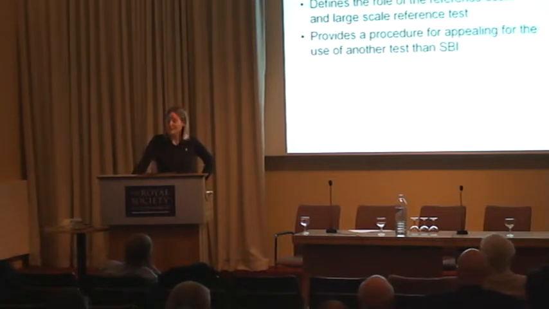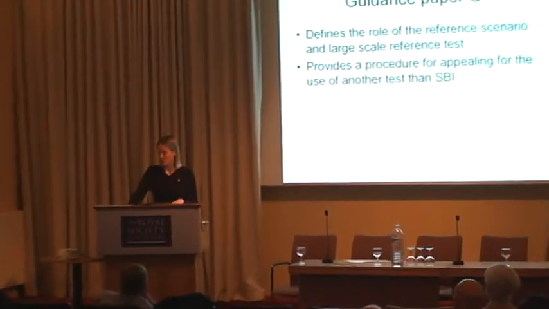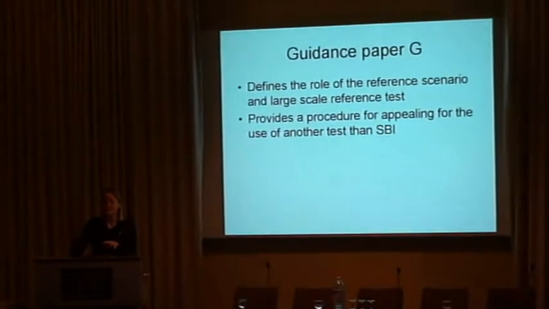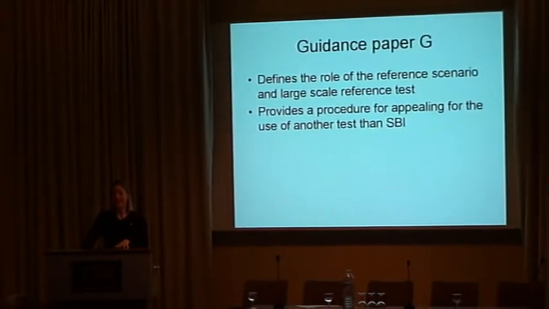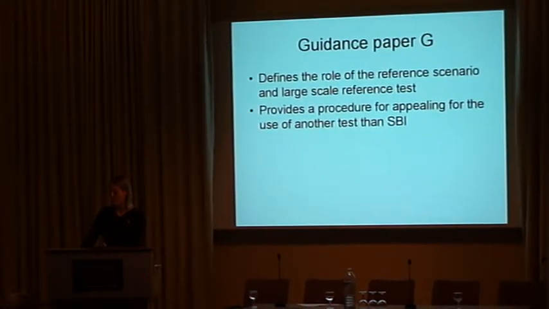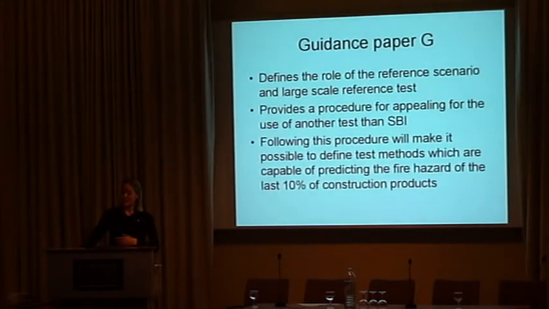However, as Vince nicely pointed out with his presentation and the quote he gave from this guidance paper, all the burden of proof lies upon you. You have to prove why the SBI test is wrong. And then you might be allowed to use something else if they agree with you. This is a tough process. Believe me, I speak from experience. But since we have this procedure, it is possible to define test methods which are capable of predicting the fire hazard of at least the last 10% of construction products, if we follow this procedure. That's the big if.